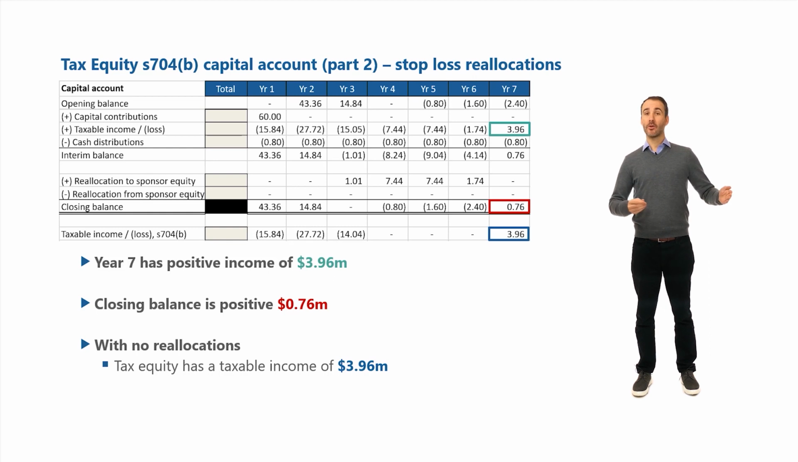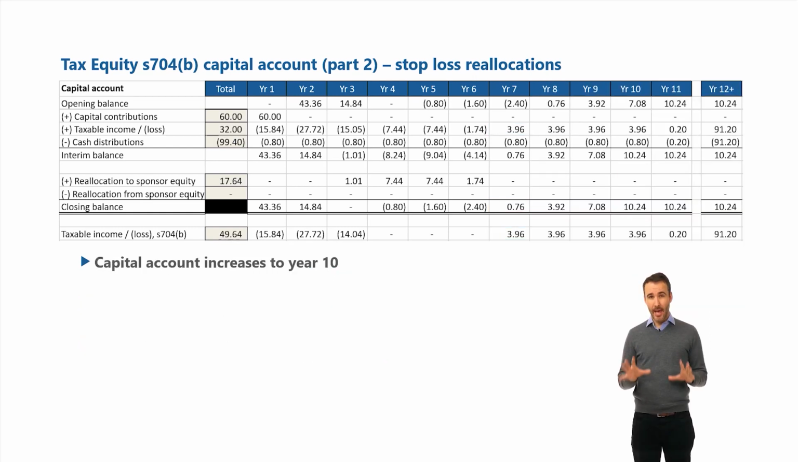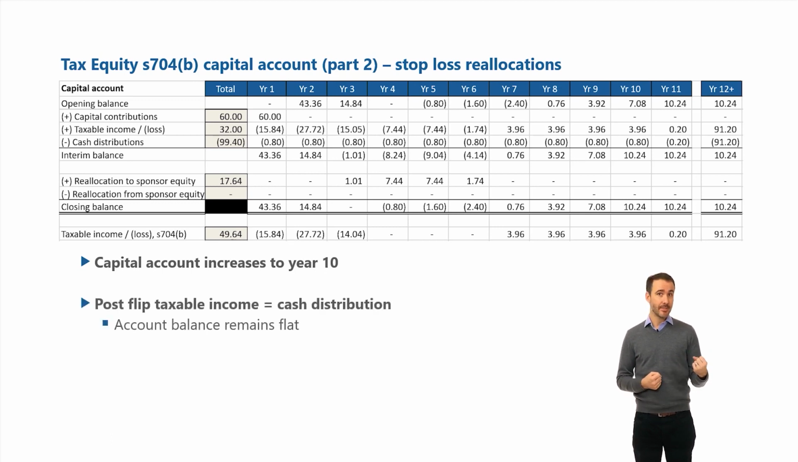As we copy this across the remaining years, the capital account continues to increase until year 10. From year 11 to the end of the project, year 35, the account balance remains flat as the EBITDA equals the taxable income, and tax equity receives 5% of both cash distributions and the tax benefits.